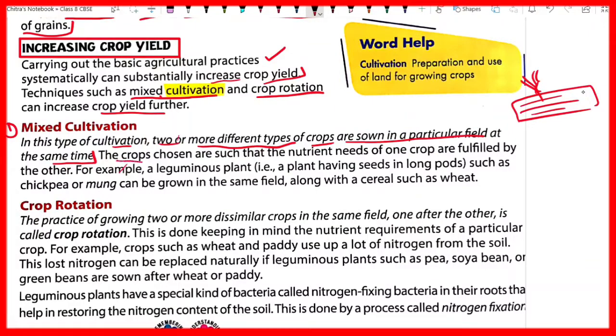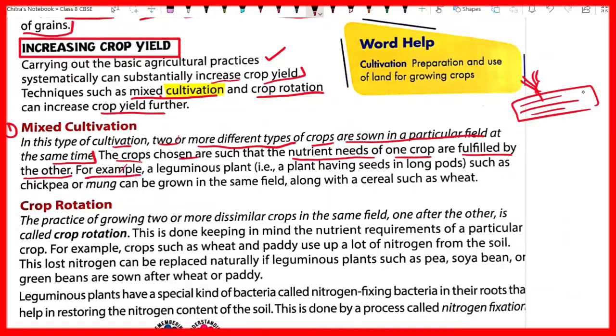Next, the crops are chosen such that the nutrient needs of one crop are fulfilled by the other. That means both crops have to fulfill the nutrient requirements of each other. Those two crops have to provide benefit to each other. That means a symbiotic relationship must be there between the two different crops. This kind of cropping is called mixed cultivation.